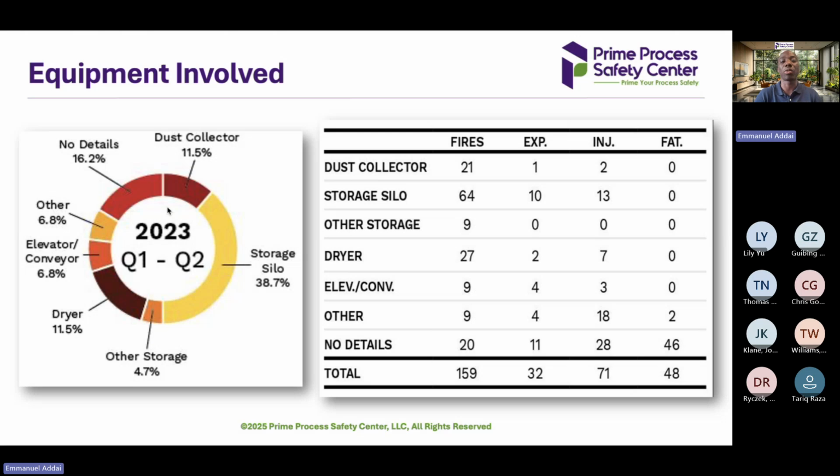So what are the equipment actually involved? I'm still on the first half of 2023. You can see most of these actually happen in the various storage silos. That is, it could be a bin, it could be a hopper, it could be a silo. You can see almost about 38%. And also, you can see dust collector being second on the list. Some of them have no details, so we cannot attribute them, but you can see dust collectors and dryers are also very prominent when it comes to these kinds of incidents.